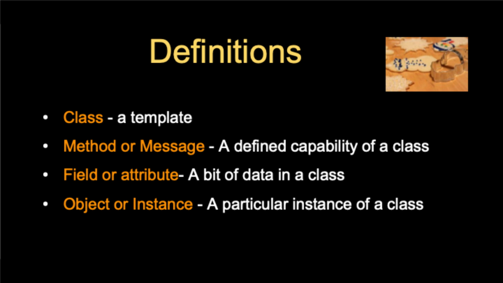We need precise terminology. A class is a template or blueprint for creating objects. It defines the structure. A method or message is a defined capability or function that belongs to a class. An attribute or field is a piece of data stored within a class. An object or instance is a concrete, individual creation made from a class blueprint. If a class is the cookie cutter, the object is the actual cookie.